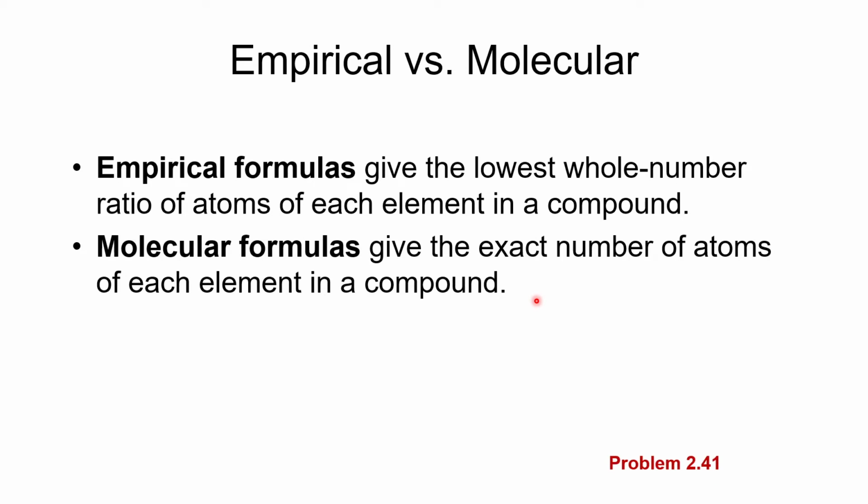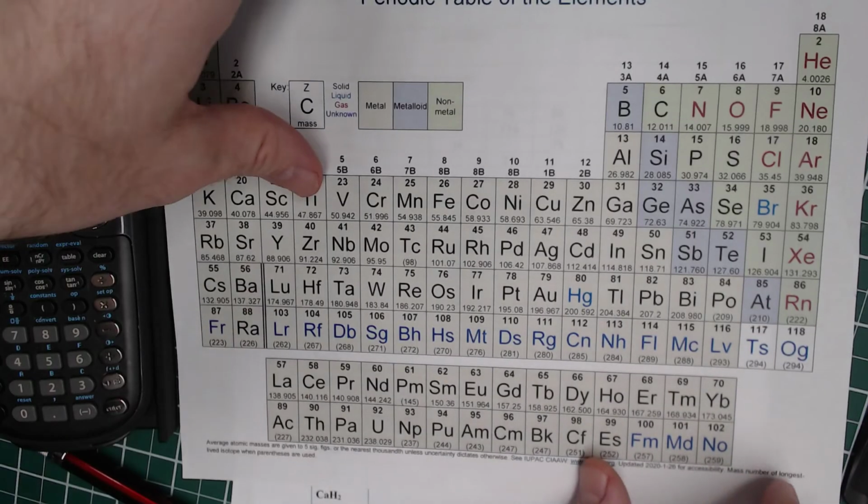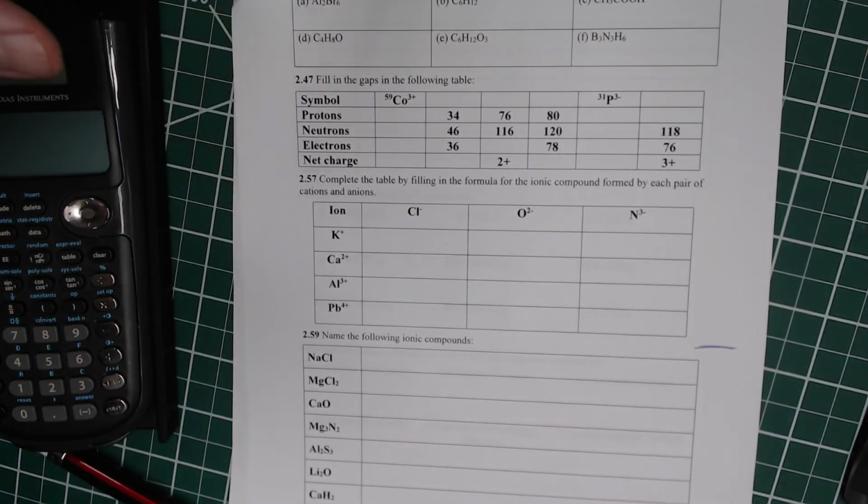Molecular formula, on the other hand, if you have a molecular compound, it tells you the exact number of atoms of each element in that compound. And so the molecular formula is a bit different. For hydrogen peroxide, it would simply be H2O2. All right. So let's go to number 41 on the in-class assignment.